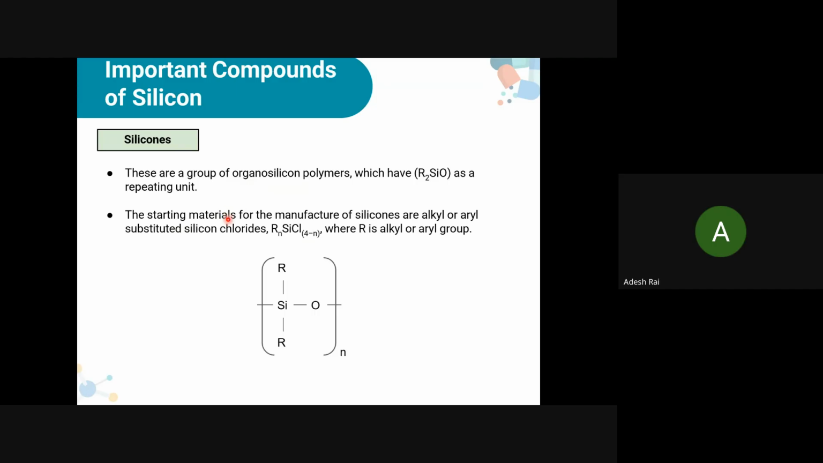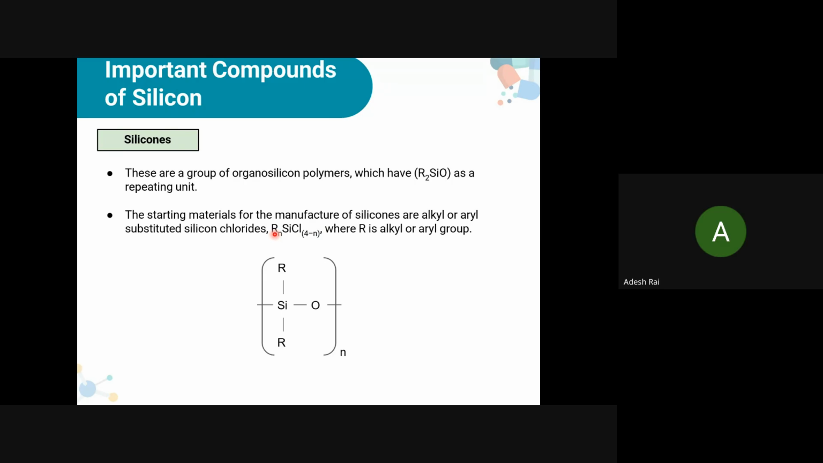The starting materials for the manufacture of silicones are alkyl or aryl substituted silicon chlorides. So see the molecular formula. What is the molecular formula? RnSiCl4-n. So if n is 1, then how much chlorine will be used? 3. If n is 4, then what about chlorine? 0, no? 4 minus 4.